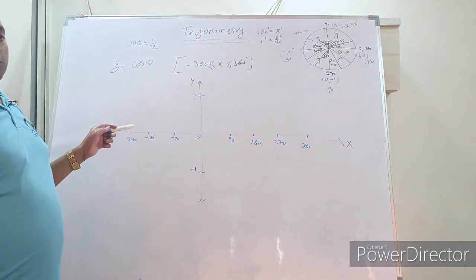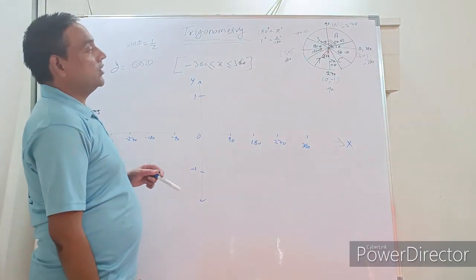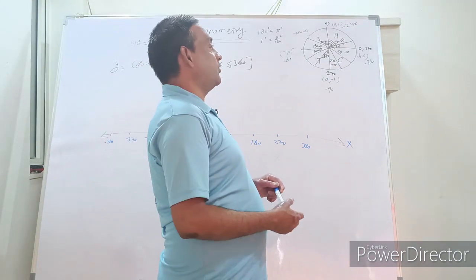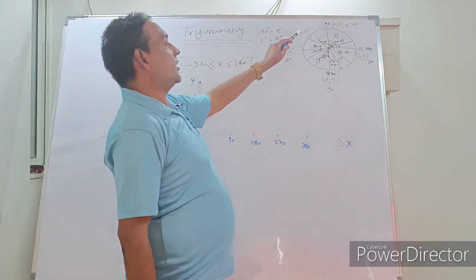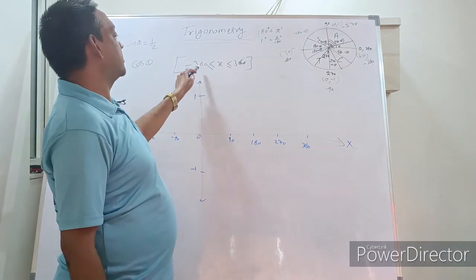Okay, by mistake I wrote minus 350. So that was minus 330 degrees, not minus 350. So minus 330 and minus 210 are the answers for the range minus 360 to 0.